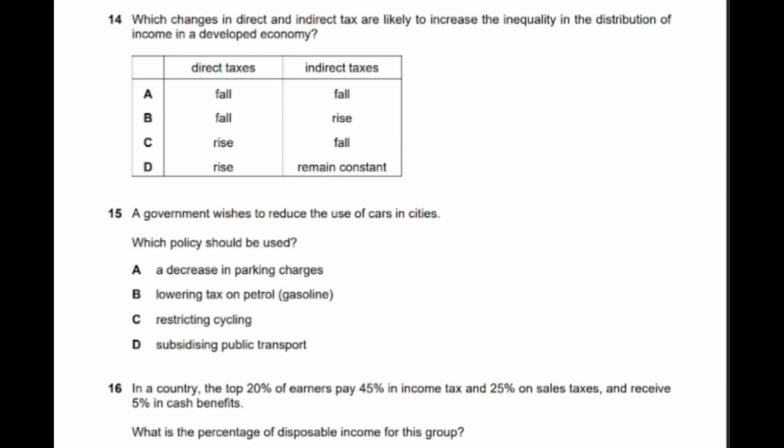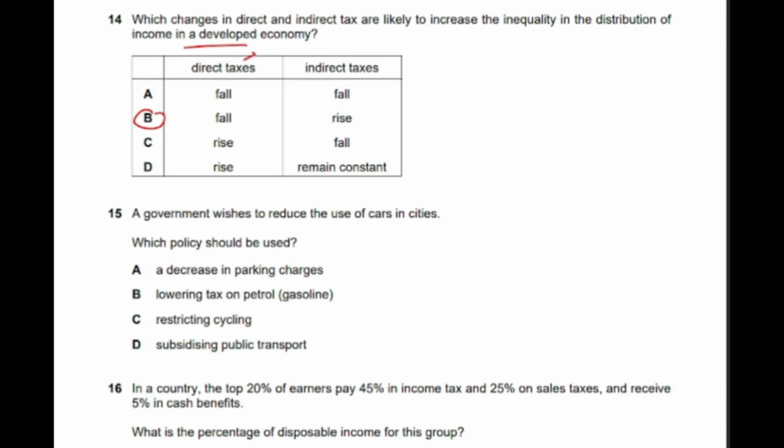Which changes in direct and indirect taxes are likely to increase the inequality of distribution of income in a developed country? Inequality means a greater income gap between the rich and poor. So option B is the correct answer. Direct taxes should fall, indirect taxes should rise. Direct taxes are the taxes that are paid on the income of the consumers, and indirect taxes are paid on prices. They are charged on the prices of the products.